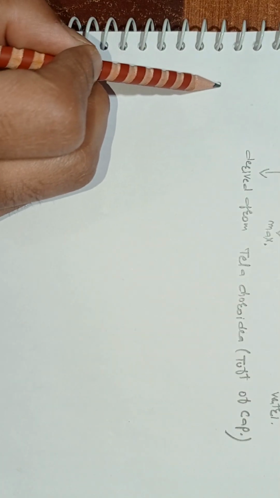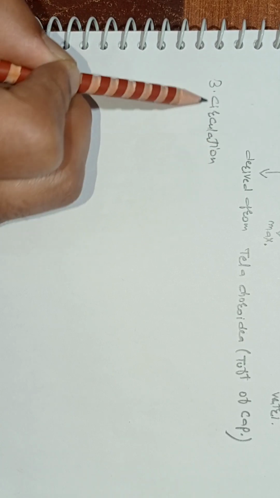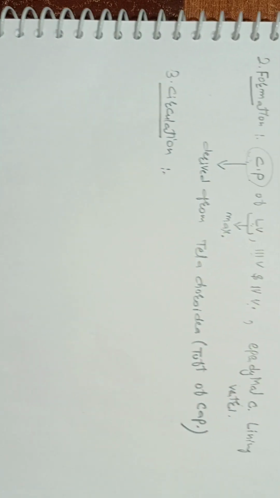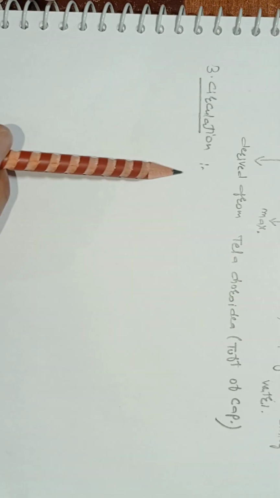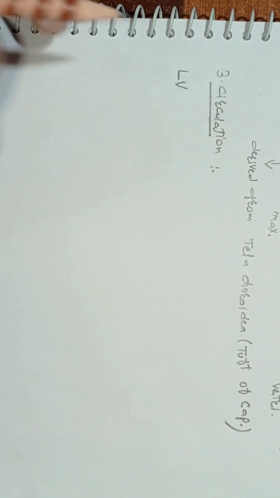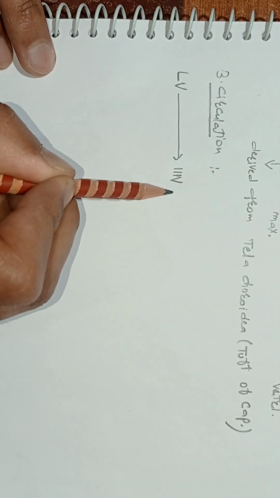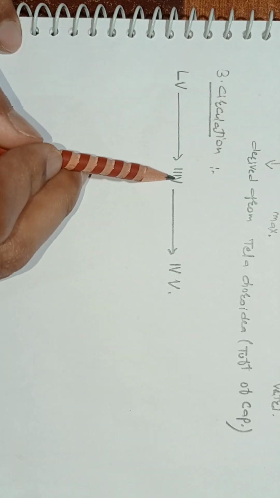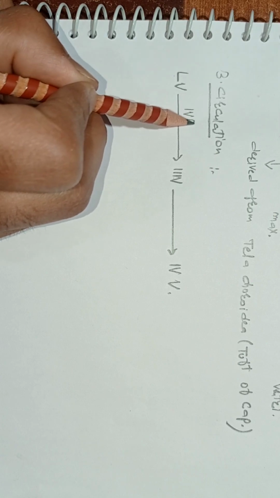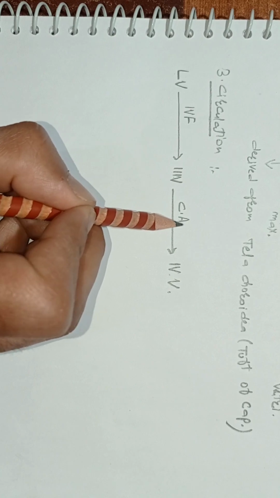Now we talk about the third heading, that's circulation. This is extremely important, so pay attention. Circulation of CSF. We know CSF is formed by the choroid plexus of lateral ventricle, so it is formed in the lateral ventricle maximally. Then from the lateral ventricle it moves to the third ventricle, and from the third ventricle it goes to the fourth ventricle. From lateral ventricle to third ventricle, it goes via the interventricular foramen or foramen of Monro. From third ventricle, it goes to the fourth ventricle via the cerebral aqueduct of Sylvius.